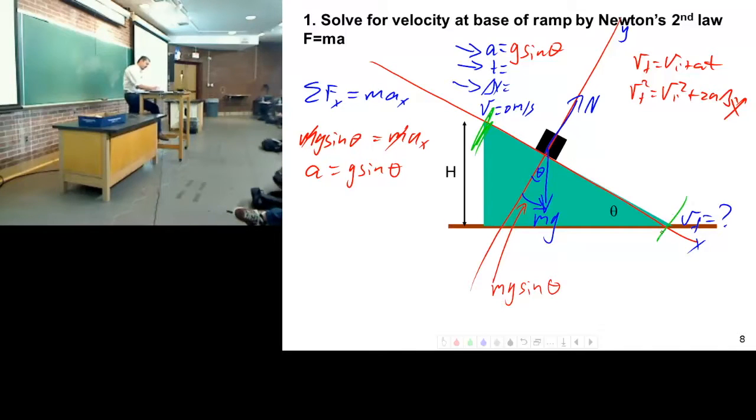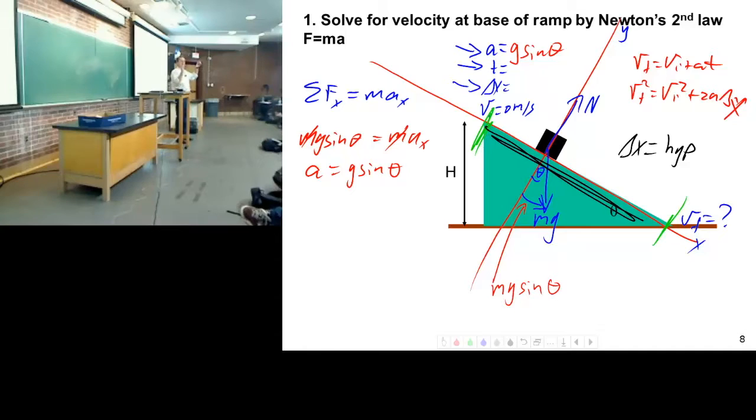Delta x is this distance here. Right? Does that even show up? That's delta x. It's a triangle. What is delta x? It's the hypotenuse. Delta x equals the hypotenuse. How do I find the length of that hypotenuse? I know h, and I know an angle.